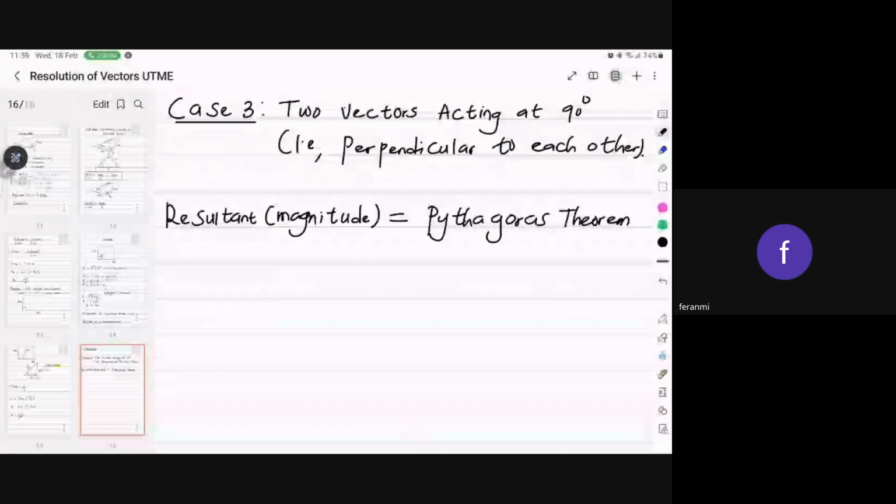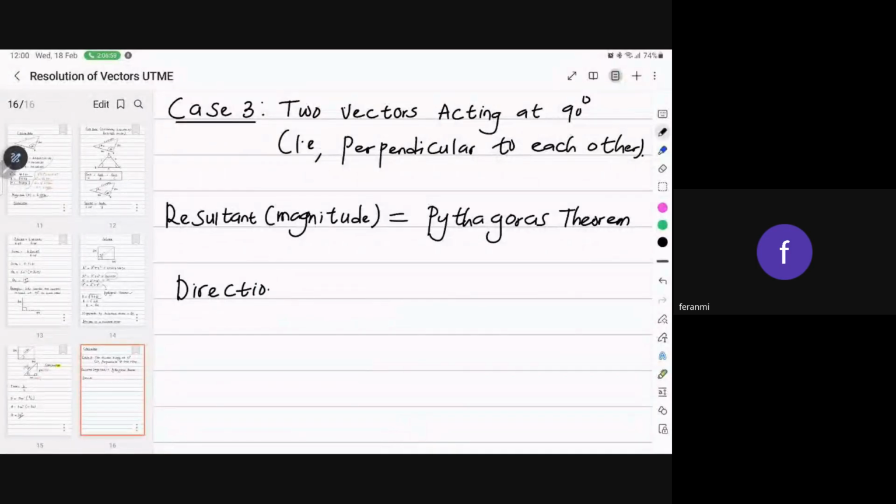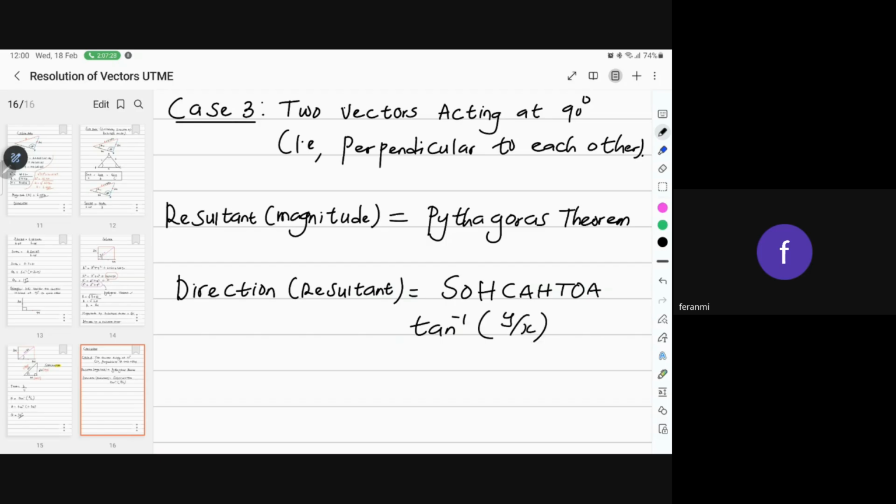Then for direction of the resultant, you use SOHCAHTOA. In particular, I use tan theta, tan inverse of y over x.